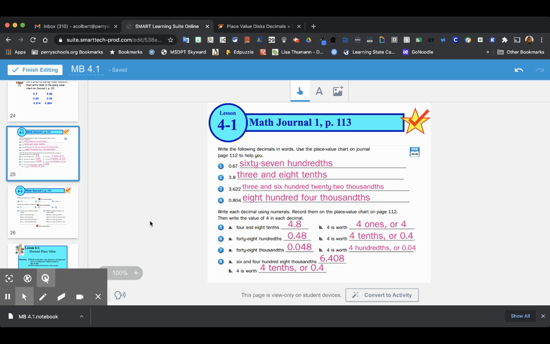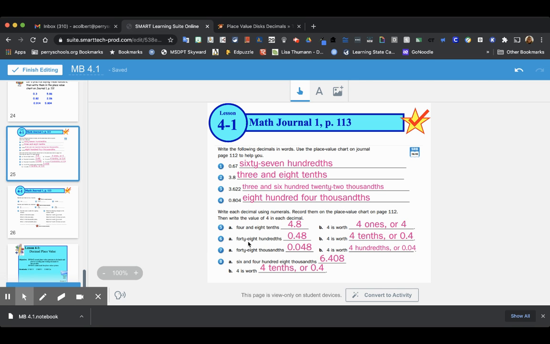All right, let's look at 1 through 4. So you can pause your video to check your spelling and check your writing. We're just going to read through these right now. Number 2 was 3 and 8 tenths. 3 was 3 and 622 thousandths. And number 4 was 804 thousandths. You could have also written 0 and 804 thousandths if you wanted.